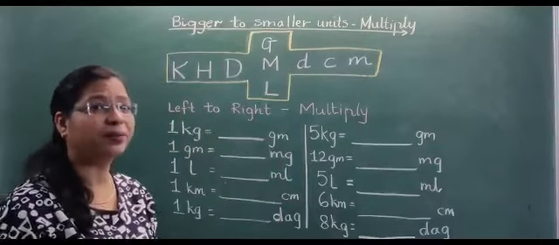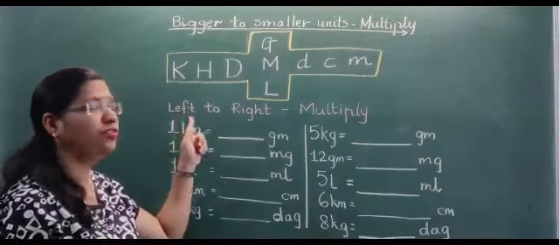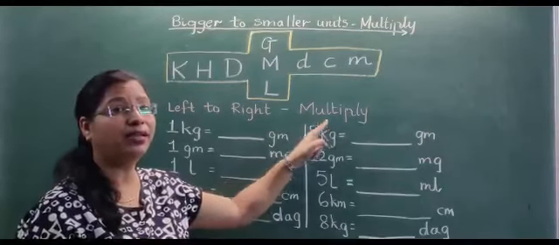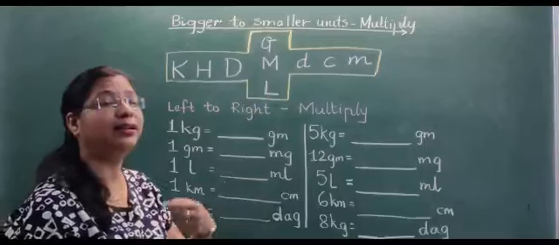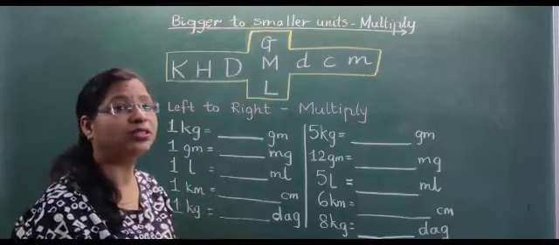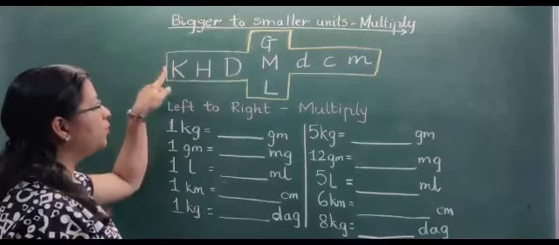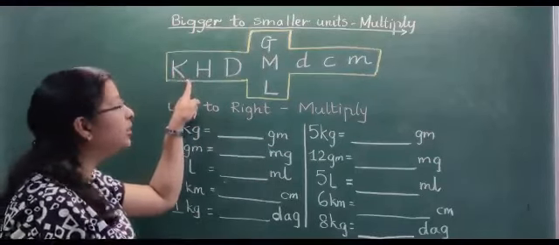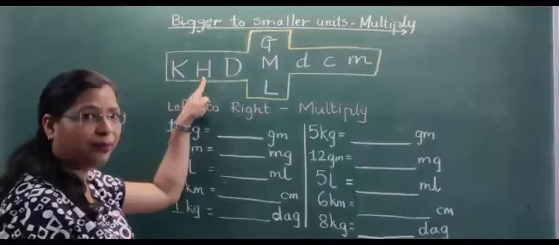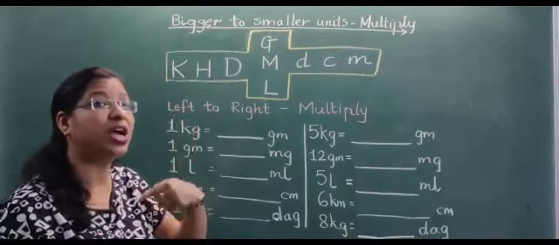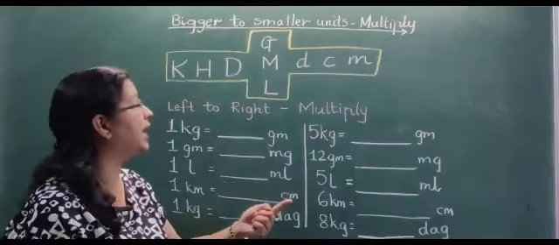Now what you have to keep in mind is, when you are moving from left to right, you have to multiply by 10, 100, 1000 and so on. For example, when you are moving from kilogram to hectogram, you will multiply by 10 because you are moving just one place to the right.